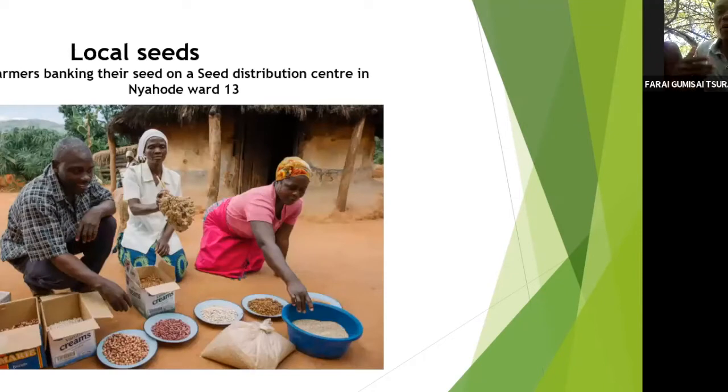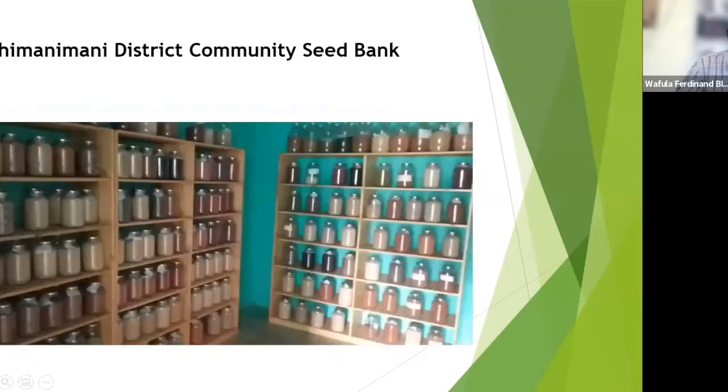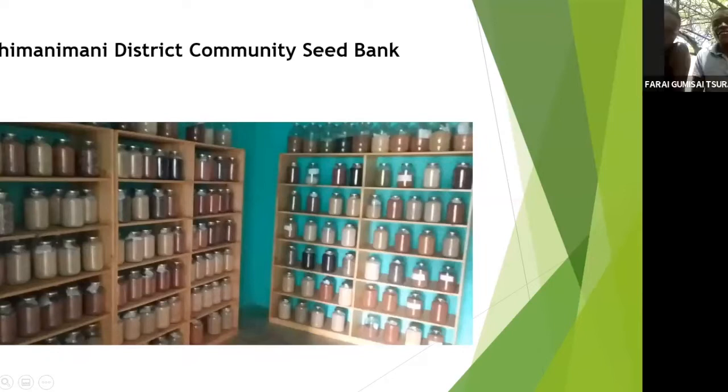Then now we are going to show the pictorial presentation on the principles. As you can see here, we see farmers, the 13-year-old, they've come to a seed distribution center where they put their seeds together in preparation for other farmers to come and collect, or other farmers from other districts to come and buy. I'm sorry, Farai, time is up. Maybe if we can just scroll and see the pictures. Thank you.